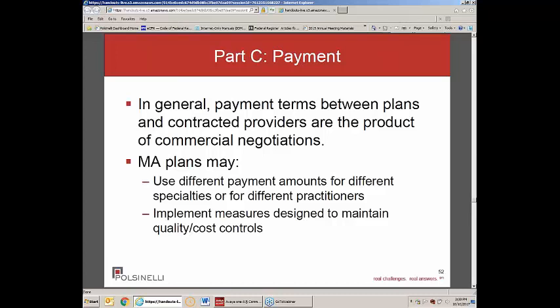How a provider is paid in the Medicare Advantage context depends on their negotiations with the plan. So plans have to pay at least the Medicare rate, but they can pay something different. They can pay more, if they need certain physicians or certain types of suppliers or providers in a particular area, they may be willing to negotiate for a higher payment rate than you might get from Medicare.